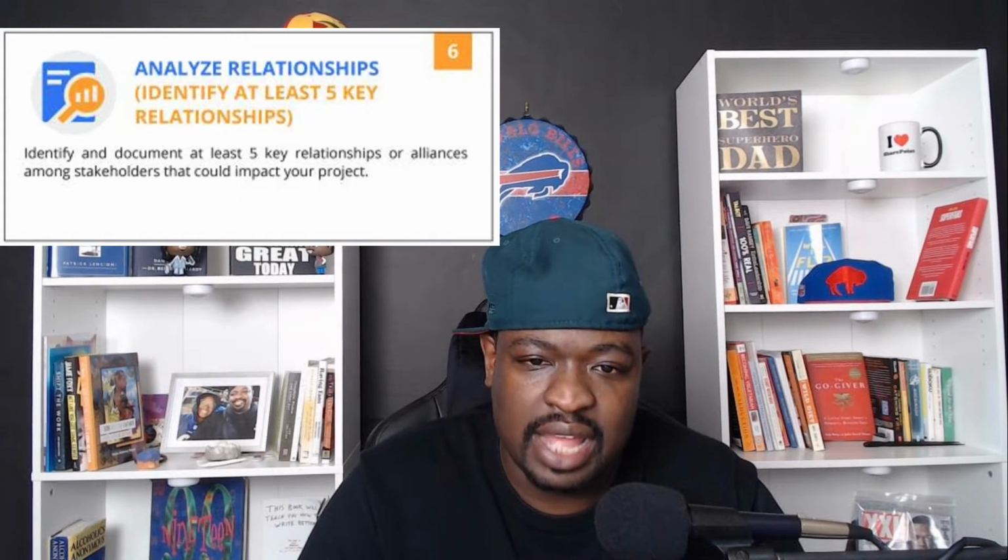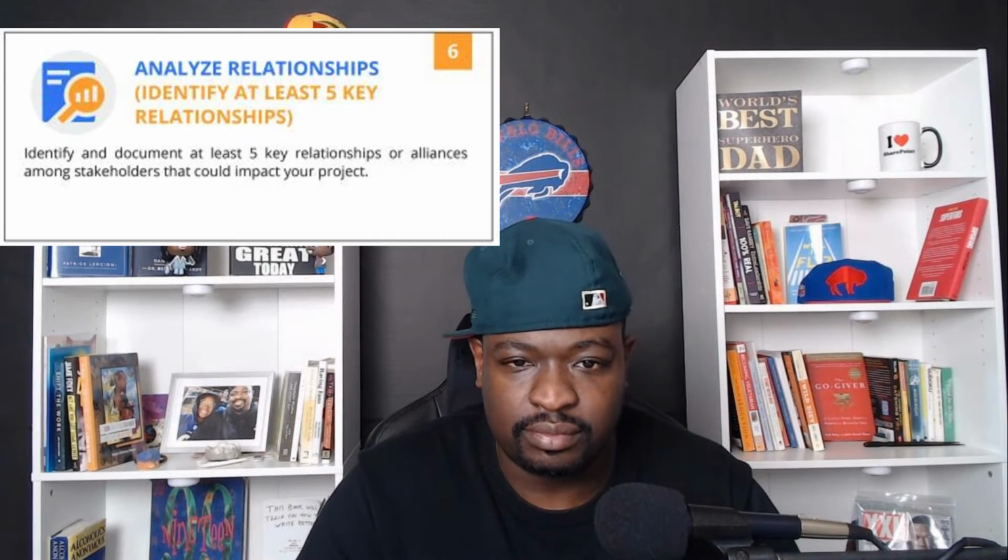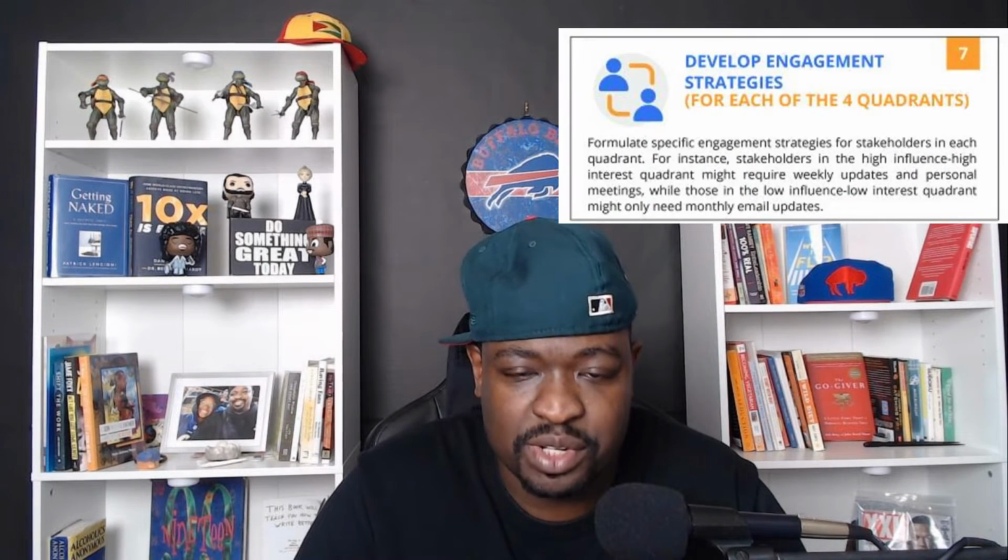He says identify and document at least 5 key relationships or alliances among stakeholders that could impact your project. Now he says develop engagement strategies for each of the 4 quadrants. So formulate specific engagement strategies for stakeholders in each quadrant.